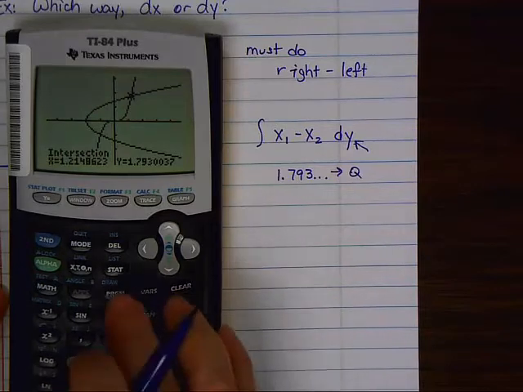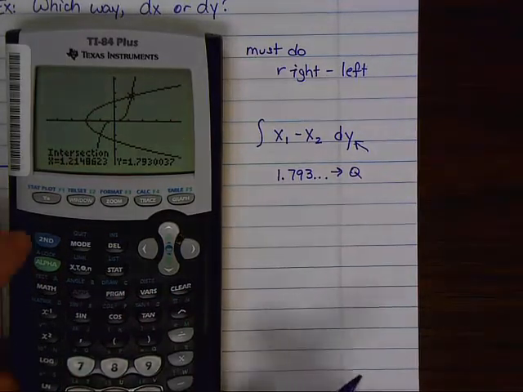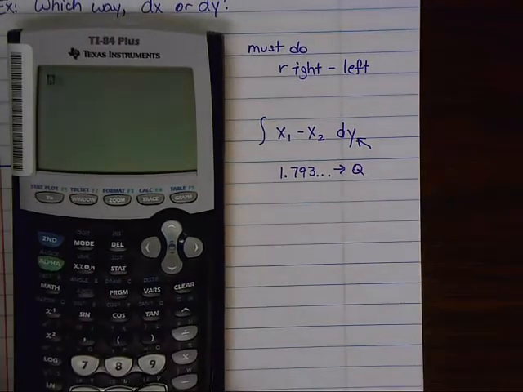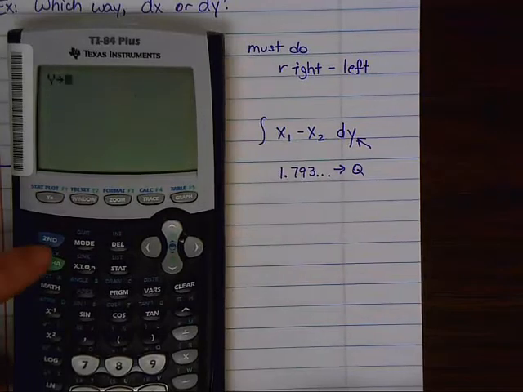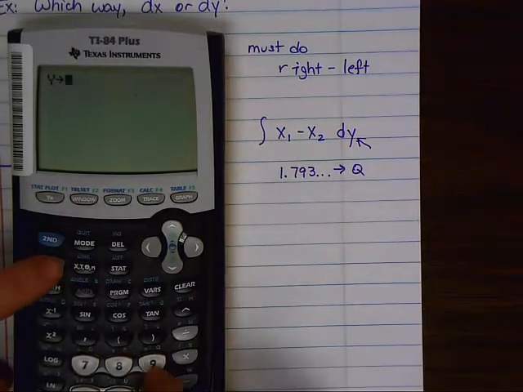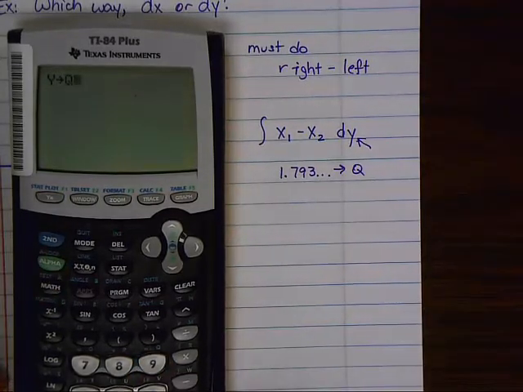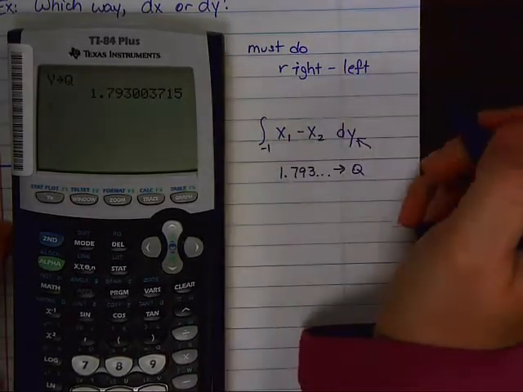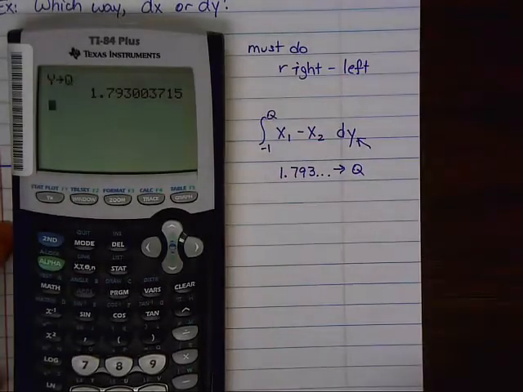Okay. So here's how you do it. Remember, I want you to go to the home screen, second quit. Type the letter Y. You have to tell it Y, and then store, and I want to store it for Q, which happens to be alpha 9. Okay, now it's there. So this is going from -1 to Q. Just for grins.